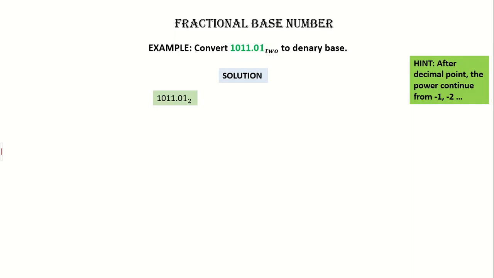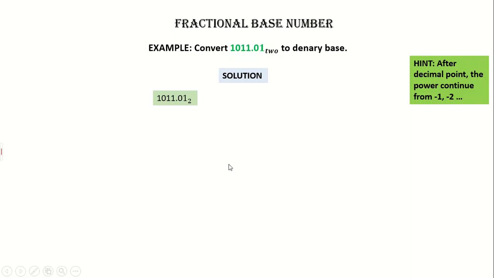this particular question is in two parts. We have a whole number aspect, which is 1011, and then this point 01 is the fractional aspect of it. So we're going to do it in two different ways. This whole part of the question has been learned already, but this fractional aspect has not been learned. In order to do this fractional aspect, here's a hint: after the decimal point, the power continues from -1, -2, and so on and so forth.